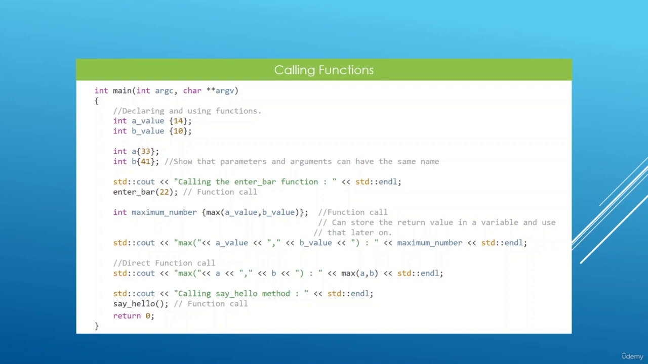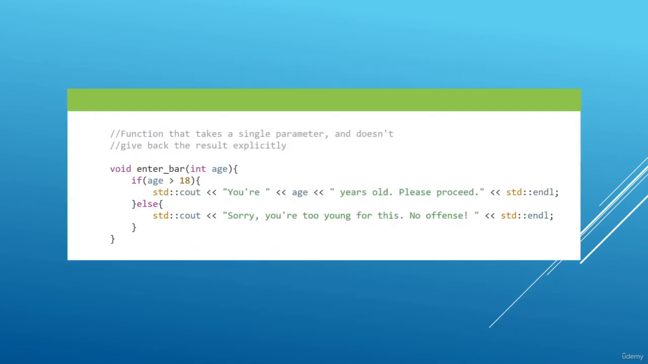Here is a simple C++ program. In the main function, we just set up a few variables, a value, b value, a and b here, and we use those variables to call functions. Remember, we set up an enter bar function. The function looked like this, and it was testing to see if somebody's age was greater than 18. If the age is greater than 18, they are going to enter the bar. If the age is not greater than 18, we won't let them in. The function takes input, but it doesn't return anything.